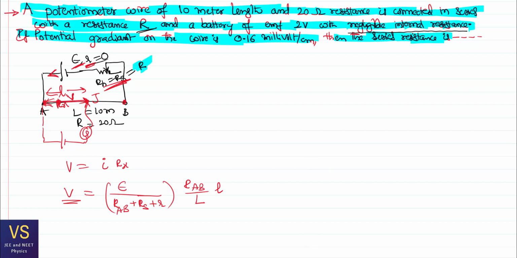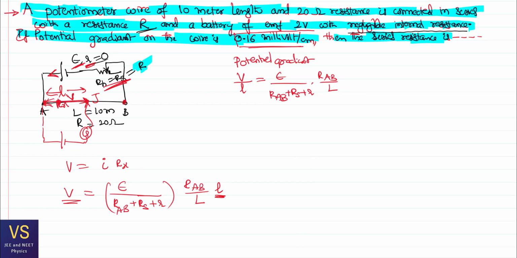What is given for you is, be careful, potential gradient. Potential gradient means potential per length. So get this l to this side now into the denominator. So what happens then? E by resistance of the wire, series resistance plus internal resistance, into resistance of the wire by the total length. Now the potential gradient is given for you in the problem, that is 0.16 millivolt. I need to convert this, I will do it in the next step.